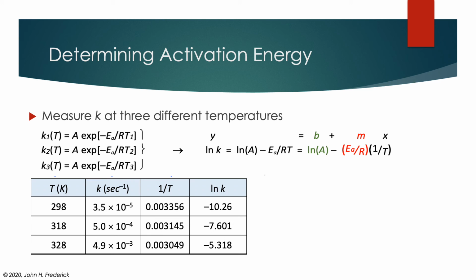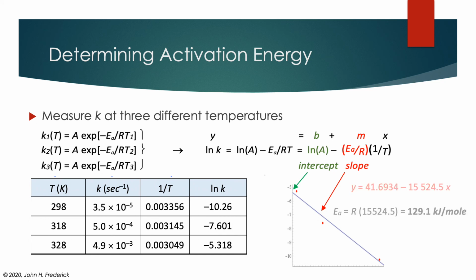In this linear equation, we've got b as the intercept, which is log of A, and the slope is Ea over R, so that's going to be the slope of the line. So here I've shown a graph of those 3 points that we've taken, the best fit line that goes through them, and now when I do the statistical analysis of this line, I would get an equation that looks like y equals 41.69 minus 15,524 times x. So I can interpret the first number as the intercept, so that's going to tell me something about the prefactor A. The second number is going to tell me about the activation energy.